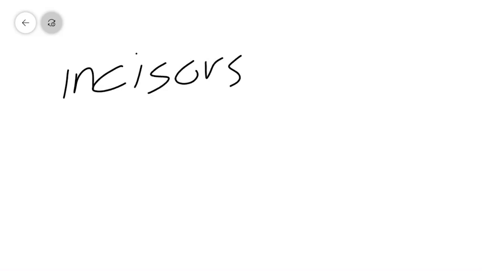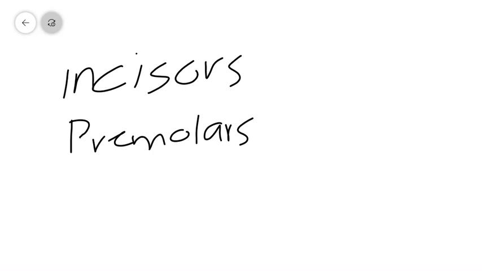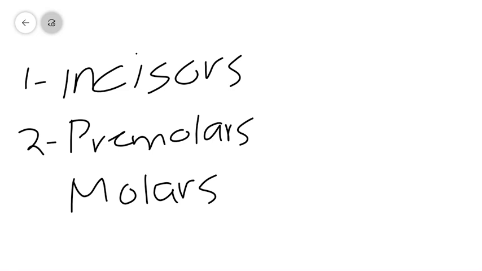Now, talking about the different types of teeth present in the oral cavity, we have the incisors. Then we have premolars. Now note, premolars are only present in the permanent dentition. And the last set of teeth are known as molars. Incisors and molars are present in both the permanent dentition as well as the primary dentition. Only premolars are present only in the permanent dentition, and they are not present in the primary dentition. That's the major difference.